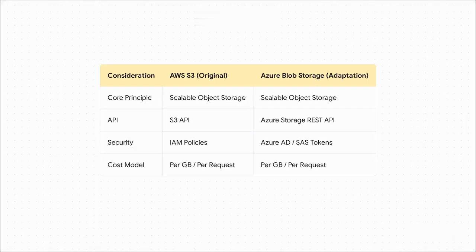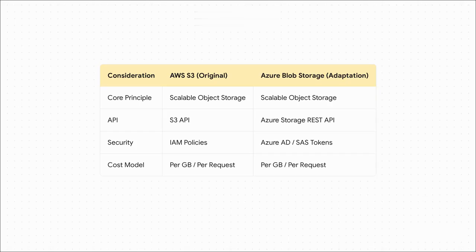So here's what that mapping really looks like. Notice the most important part. The core principle for both S3 and Azure Blob is identical. It's scalable object storage. That's our anchor. Now, the implementation details, yeah, those are different. The APIs are different, the security models are different, AWS's IAM versus Azure AD and SAS tokens.